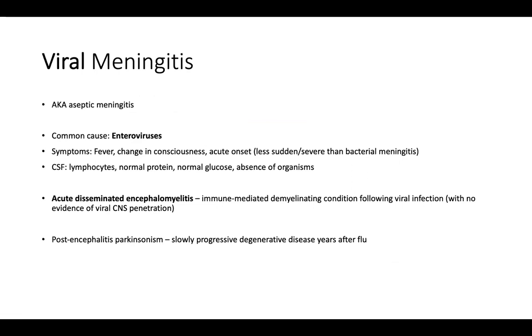Okay, viral meningitis. It may also be called aseptic meningitis because it's not septic, involving bacteria. Common causes are enteroviruses. Symptoms are similar, but less sudden and less severe than bacterial meningitis. We're going to see normal protein and normal glucose in our CSF. And instead of neutrophils, we're going to see the cells that are more for viruses, which are lymphocytes.